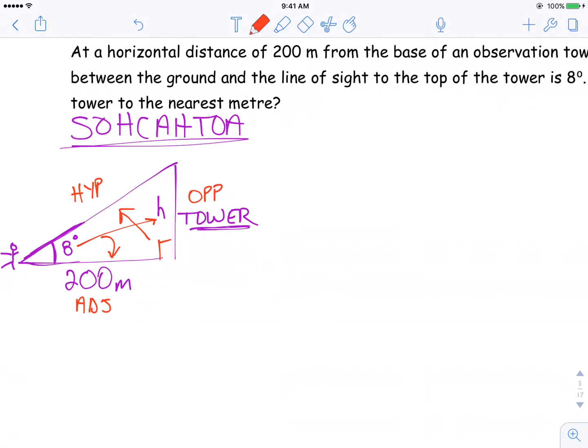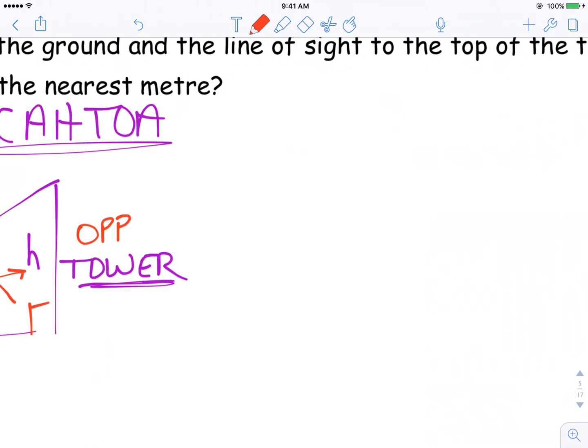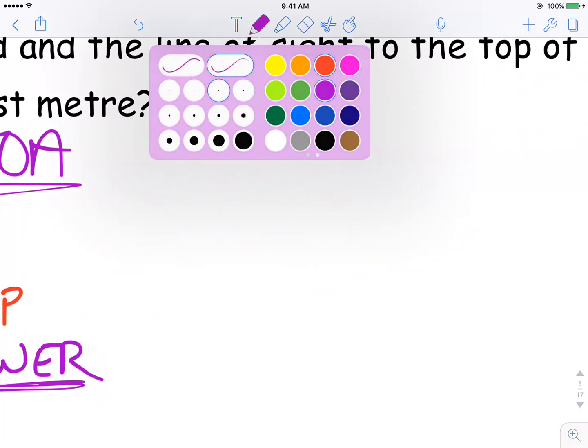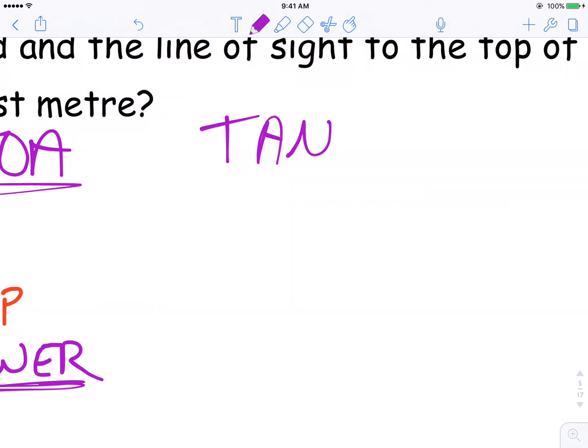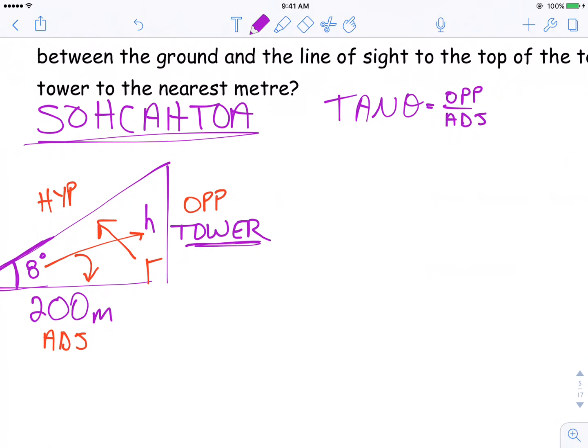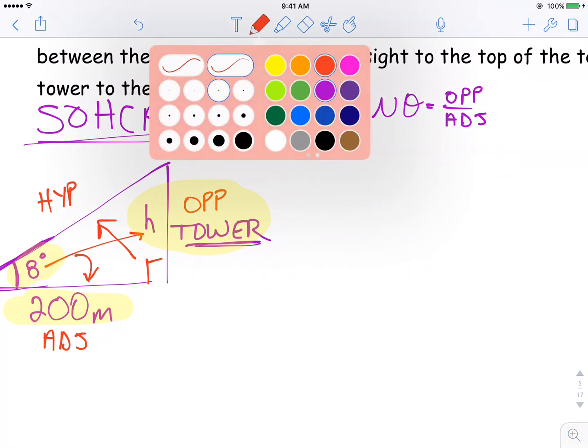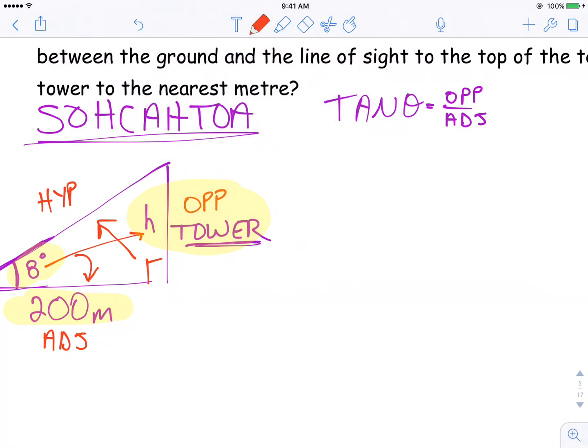Step 1, picture. Step 2, acronym. Step 3, formula. We only have at our disposal right now tangent. Tangent of an angle is opposite over adjacent. We're trying to find this opposite side. What do we have already? We have the adjacent side. We have the angle. What trig function allows us to use an angle, the adjacent side, and the opposite side? Tangent. There's our formula. Tangent of theta is equal to opposite over adjacent.